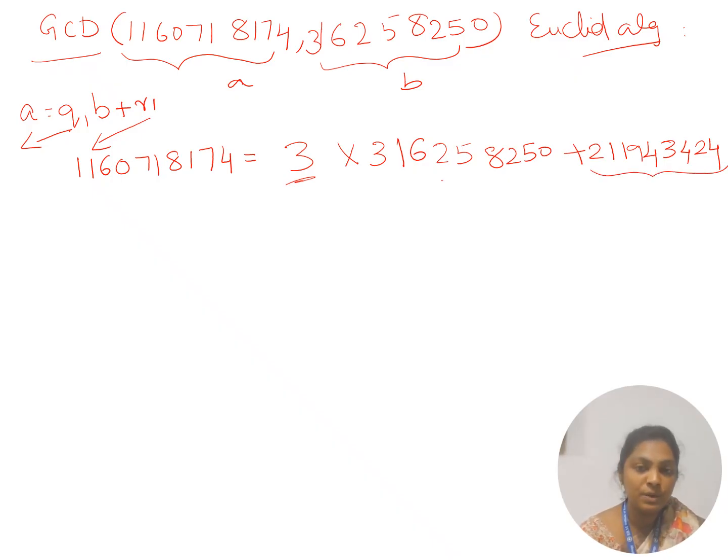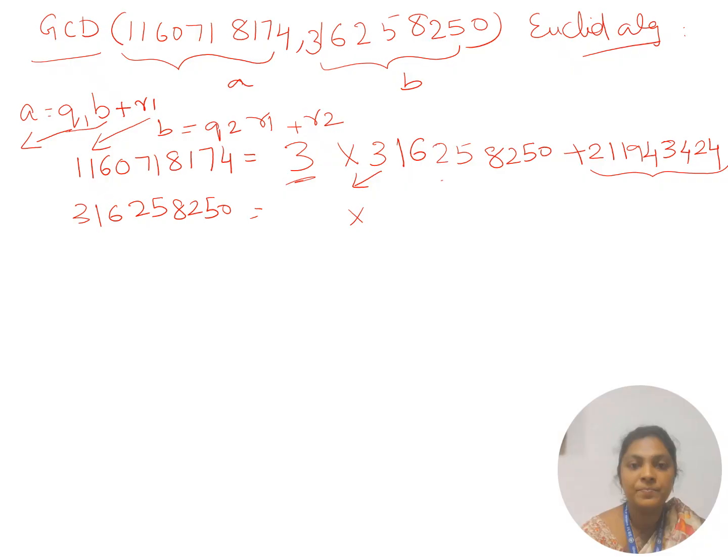So now we have to take the numbers. We have to take the B value as the next A value. So the next line becomes: B equals the next quotient, and then the remainder R1 becomes here, plus the new remainder R2. Okay, so let us write this. This goes here. That becomes the A value, 316258250 is equal to, and the previous remainder you should write here.